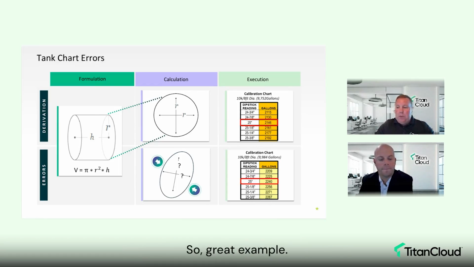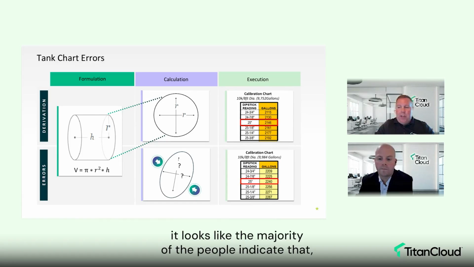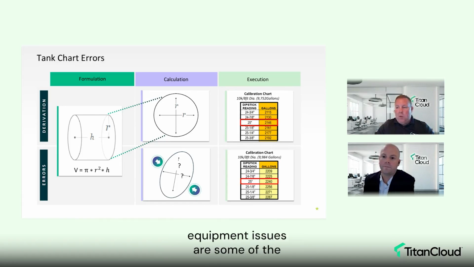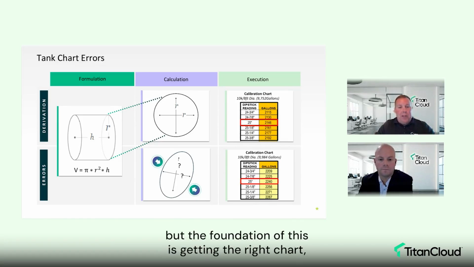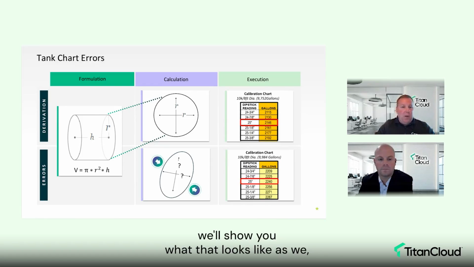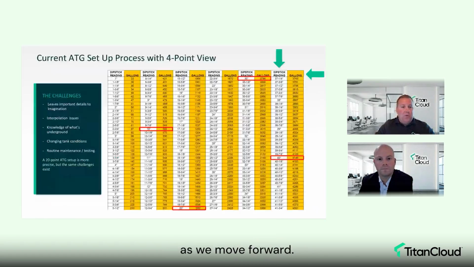So great example in the survey, Michael. It looks like the majority of the people indicate that equipment issues are some of the biggest challenges associated with this, and tank charts is the second largest issue there. But I think what we see in a lot of this is that certainly equipment issues are a big segment, but the foundation of this is getting the right chart, making sure you're maintaining that right chart, and we'll show you what that looks like as we move forward.